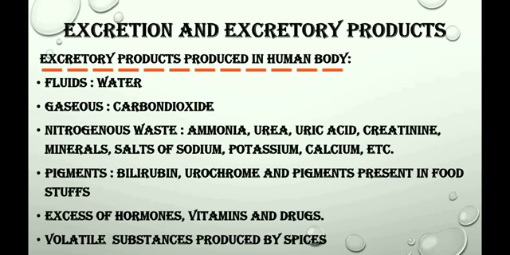The products might be fluid, for example water. It might be gaseous like carbon dioxide, or nitrogenous waste like ammonia, urea, uric acid, creatinine, etc. There might be some minerals. There might be some salts like sodium, potassium, calcium, etc. Some pigments which are present in our body like bilirubin, biliverdin, urochrome, and some pigments which are present in the food stuff. So whenever we eat those food stuffs, those pigments enter inside our body.